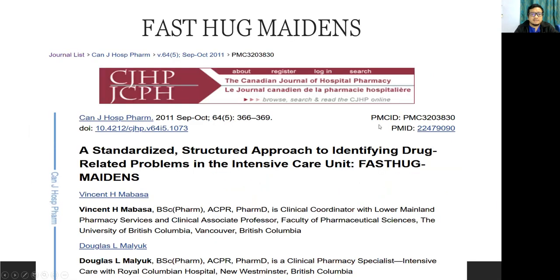Okay. So this paper, Fast Heart Maidens, is actually presented by an ICU pharmacist. Having a pharmacist is very important to your ICU. It's the only single intervention or important person that, across the board, across all research, has been shown to be very effective. The ICU will improve if you have a dedicated ICU pharmacist. Okay, so this pharmacist presented and proposed this Fast Heart Maiden, which I think is what we already do every day, and it's just been put into mnemonics.